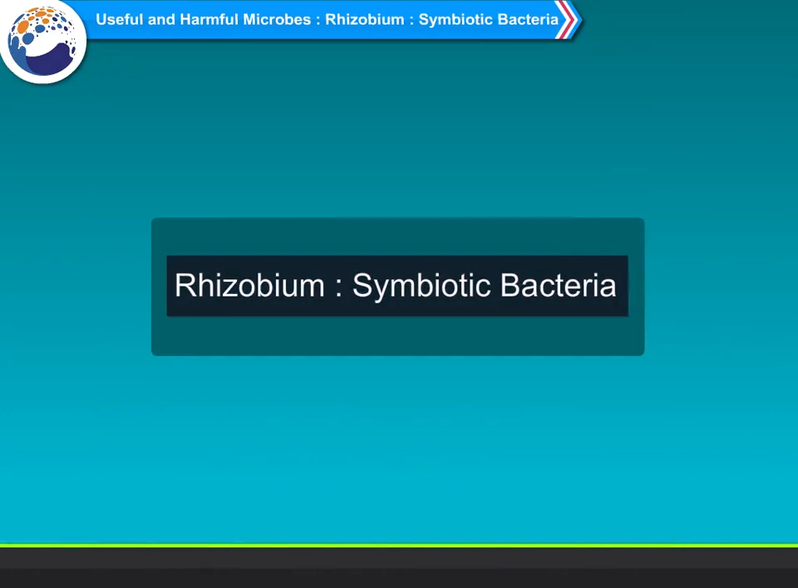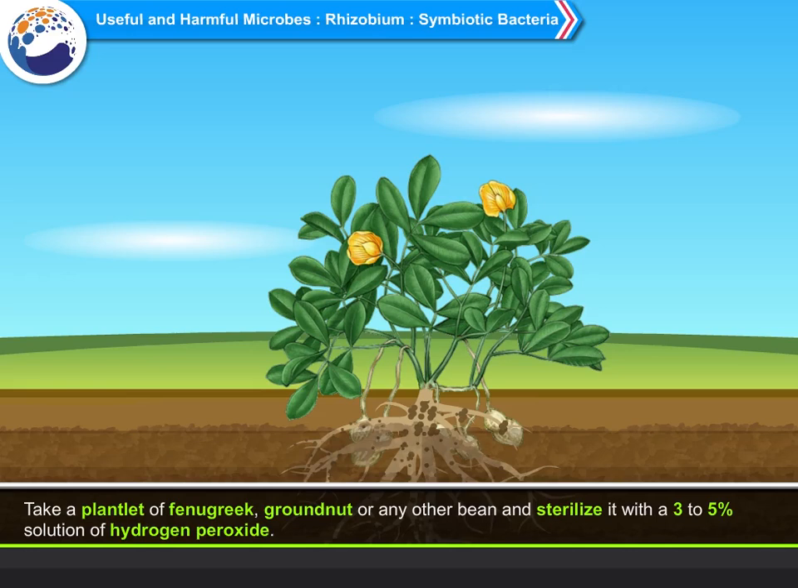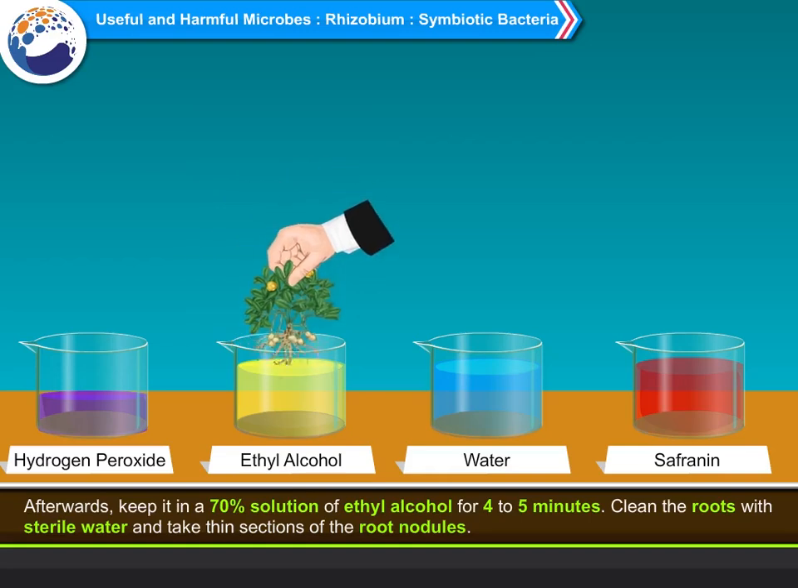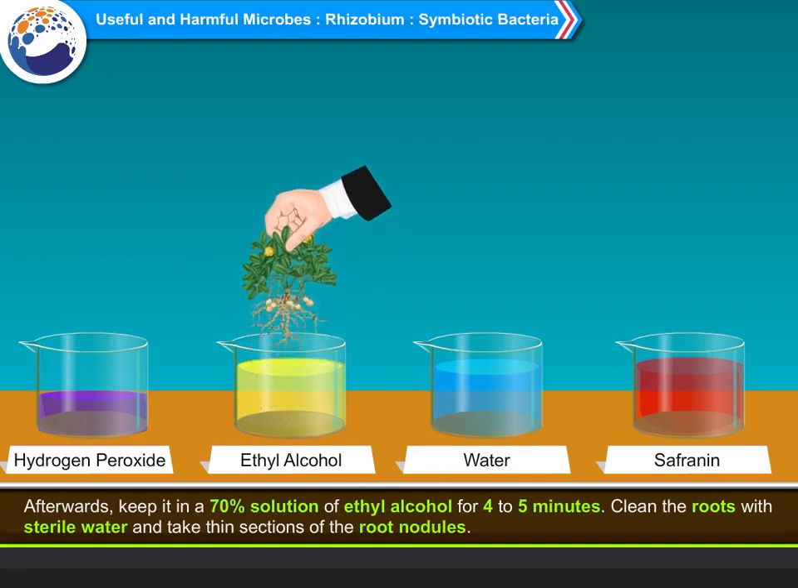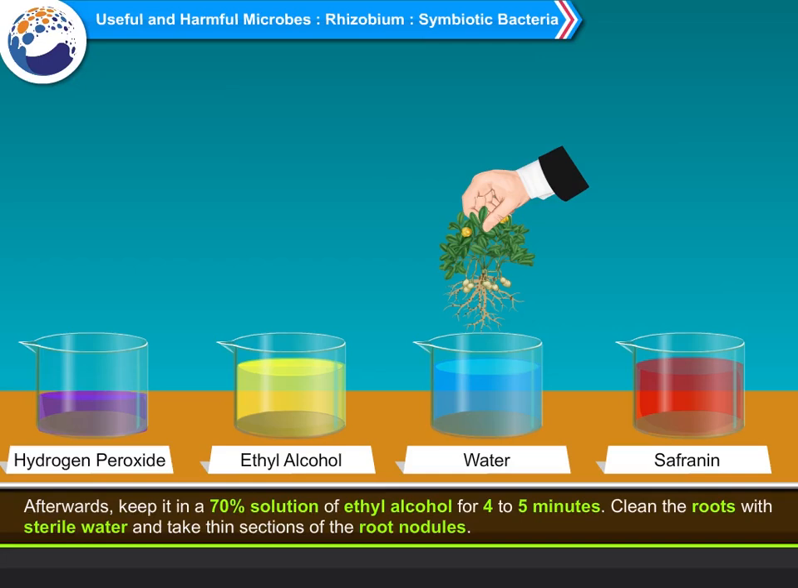Rhizobium, symbiotic bacteria. Take a plantlet of fenugreek, groundnut or any other bean and sterilize it with a 3 to 5% solution of hydrogen peroxide. Afterwards, keep it in a 70% solution of ethyl alcohol for 4 to 5 minutes. Clean the roots with sterile water and take thin sections of the root nodules.